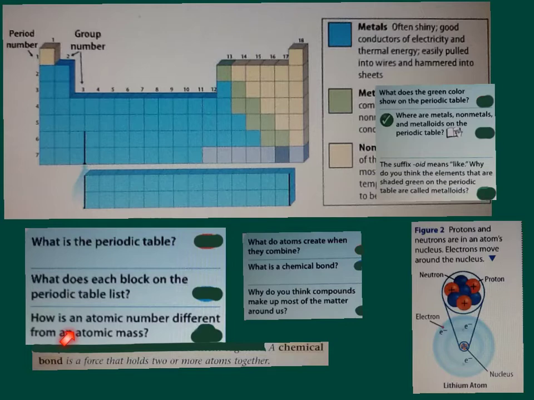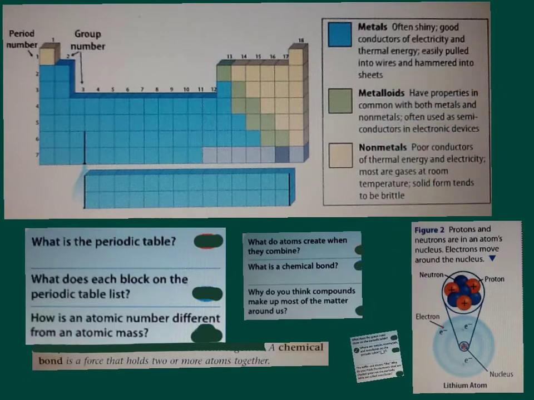Metals, nonmetals, and metalloids. The 3 main regions of elements on the periodic table are shown in Figure 1. Except for hydrogen, elements on the left side of the table are metals. Nonmetals are on the right side of the table. Metalloids form the narrow stair-step region between metals and nonmetals. Reading check. Where are metals, nonmetals, and metalloids on the periodic table?